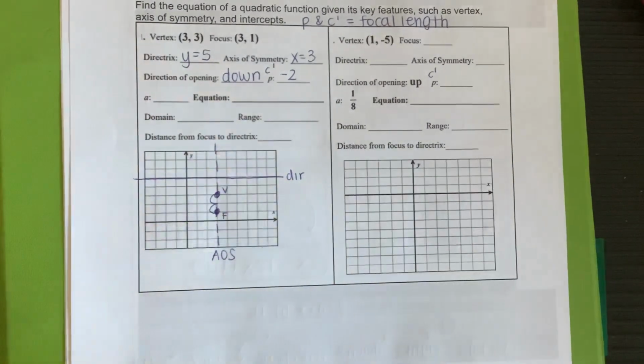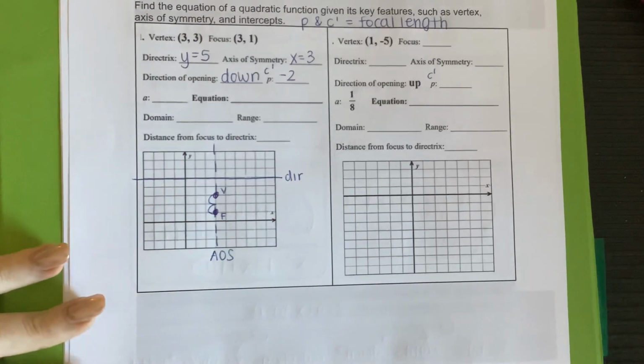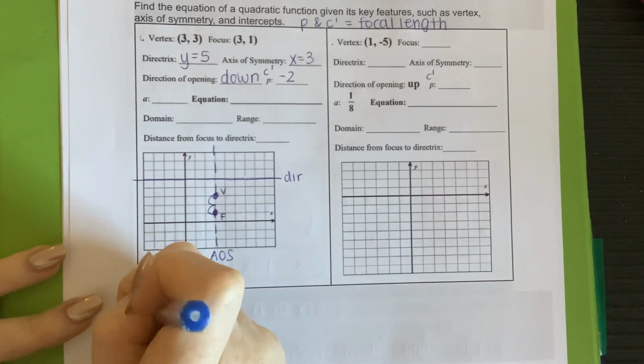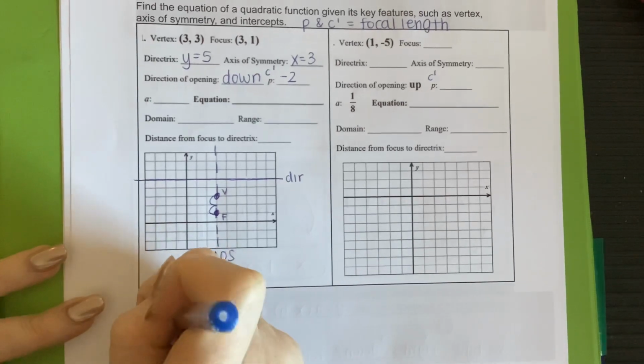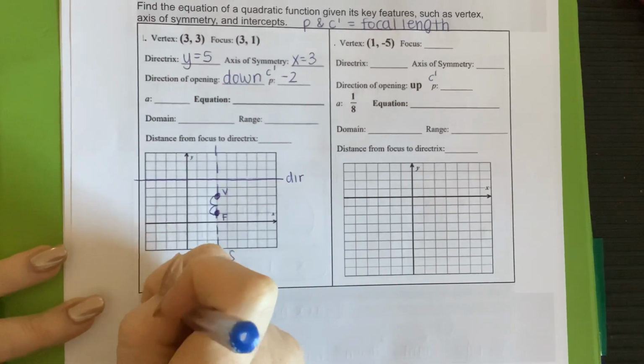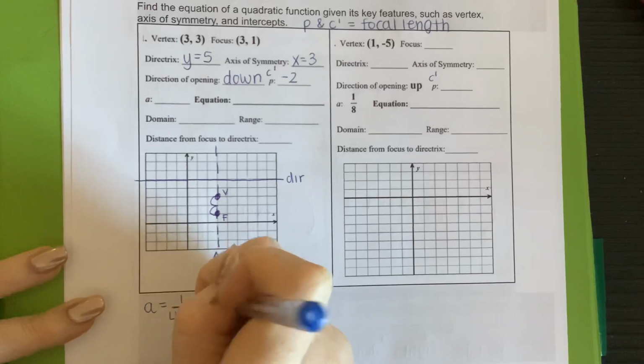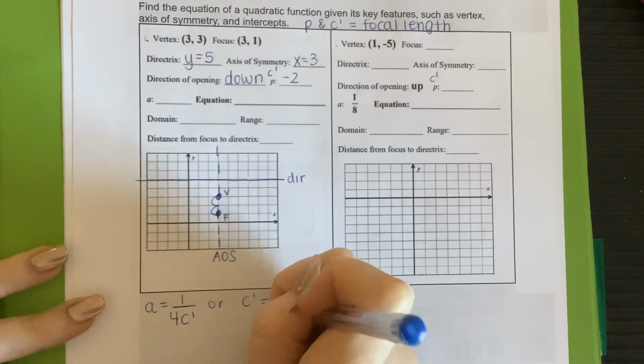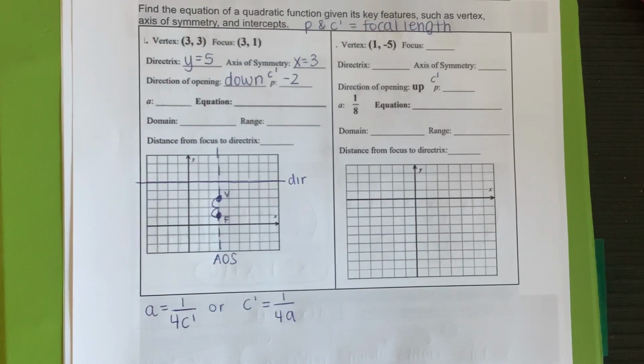Now, your A value. You have an equation that can go either way. A is equal to 1 over 4C prime, or you can rewrite it as C prime is equal to 1 over 4A. So depending on the information you get and the information you're looking for, you can interchange that A and C prime value, or A and P, however you want to write it.